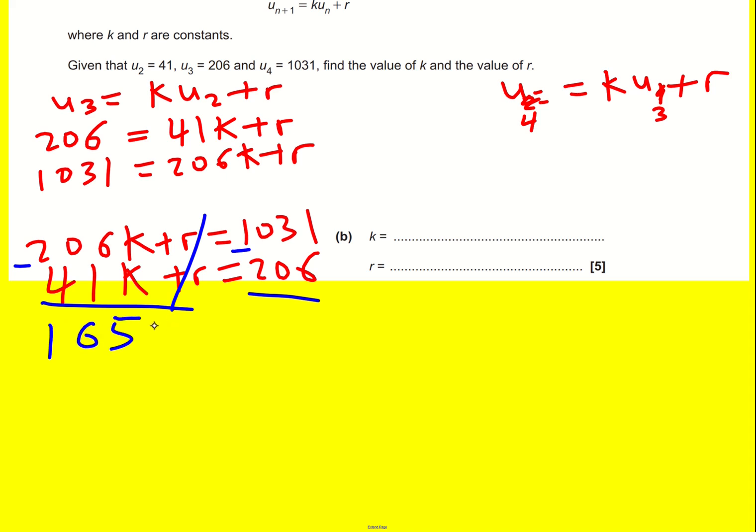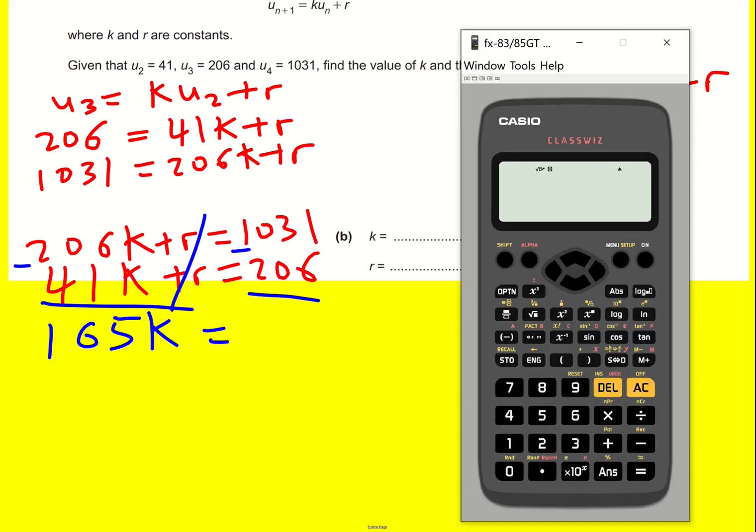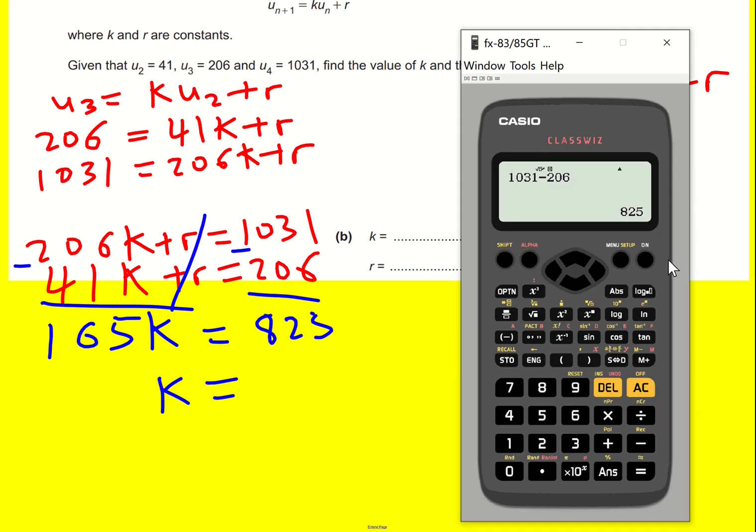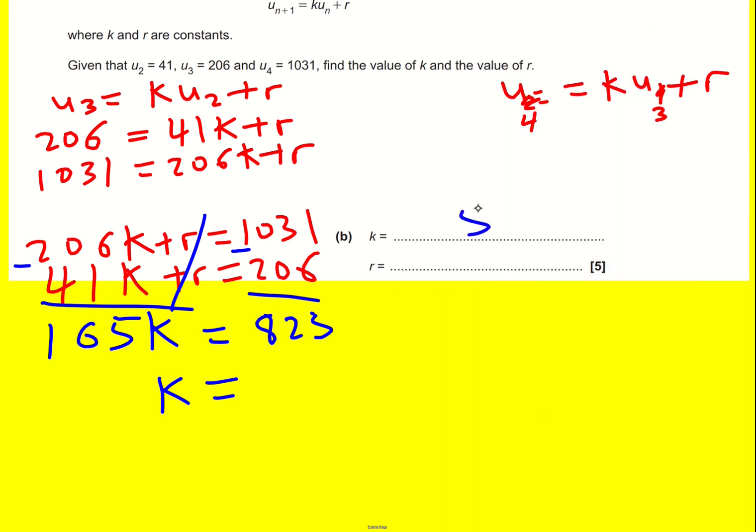165. And that will equal, I'm just going to resort to a calculator, 1031 minus 206. That will equal 825. And that allows us to find k. 825 divided by 165 will give us k, and we get 5. Nice whole number. It doesn't say it's a whole number, but I like the fact it's come out as a whole number. It probably means I've not made a mistake.